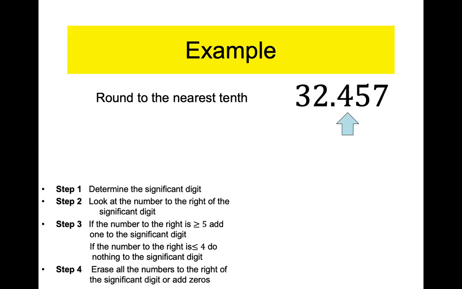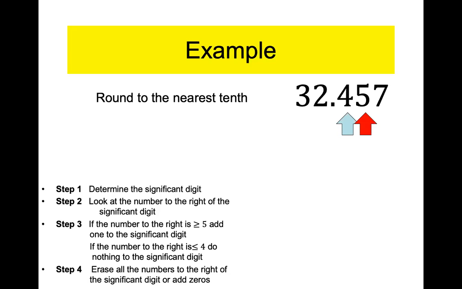Step number 2 says what? Look left or look right? It says look to the right. What number is immediately to the right? A 5. Okay. Now we're on step 3. This number is either going to be 5 or more or 4 or less. You probably had a teacher that told you some saying, right? 5 or more, give it a shove, 4 or below, leave it, I don't know. Whatever those sayings are. I don't have one of those cool sayings. I have a rule. It says if it's 5 or more, the significant digit increases by 1. If it's 4 or less, leave everything alone.